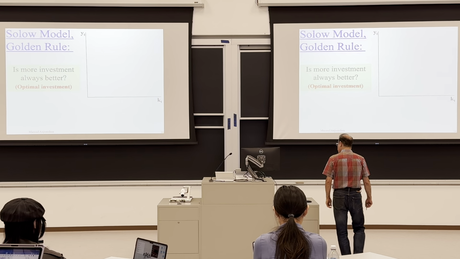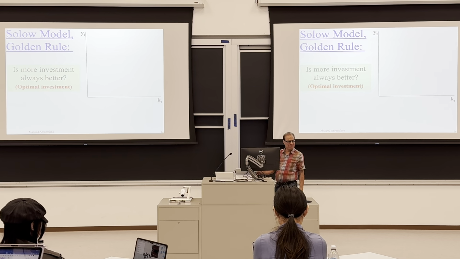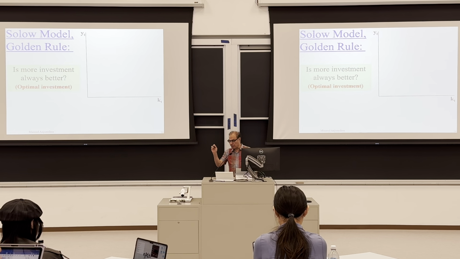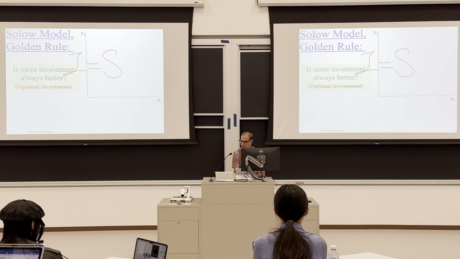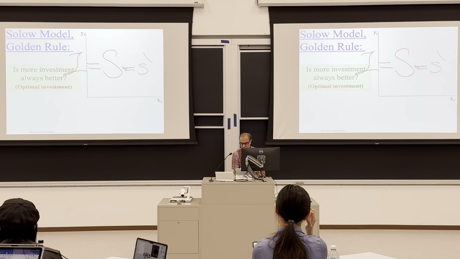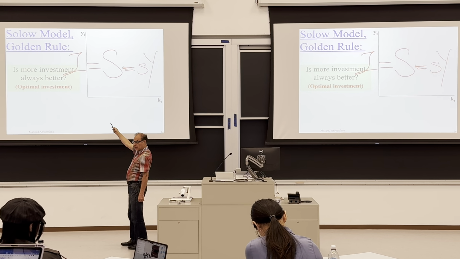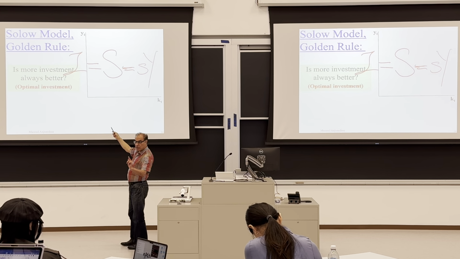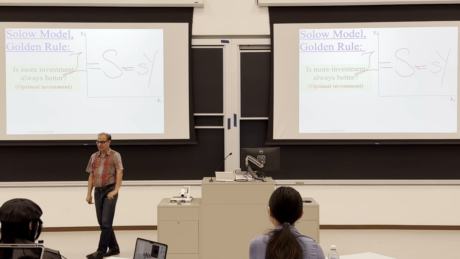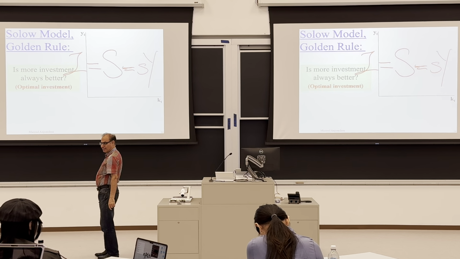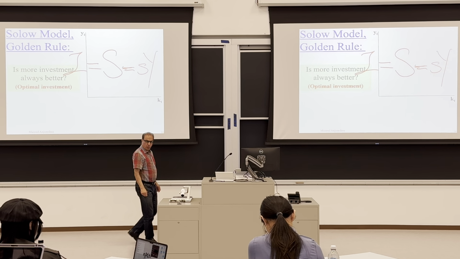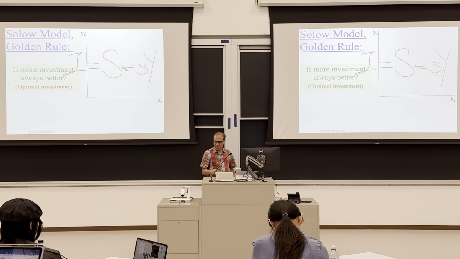What do I mean by trial and error? Remember, optimal investment. Investment is equal to what? Saving. But saving itself is what? Saving rate times income. So if you want to find optimal investment, optimal saving, you need to find what? Optimal saving rate. So what is optimal saving rate?